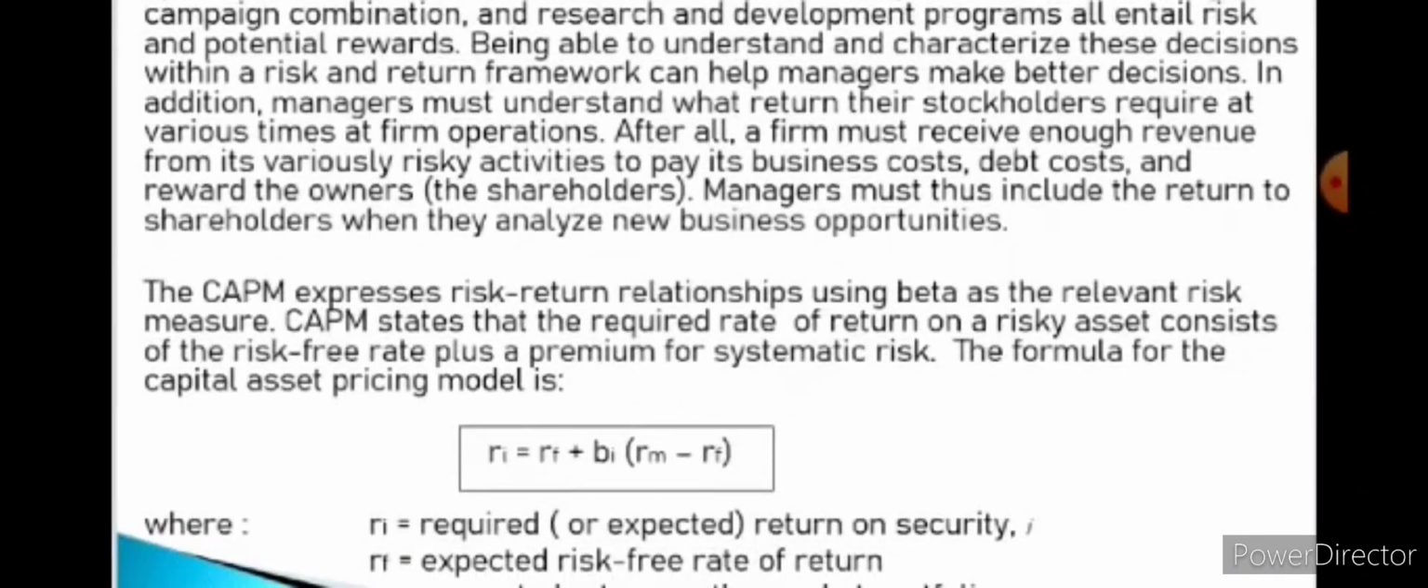In addition, managers must understand what return their stockholders require at various times of firm operations. After all, a firm must receive enough revenue from its various risky activities to pay its business cost, debt cost, and reward the owners. Managers must thus include the return to shareholders when they analyze new business opportunities.